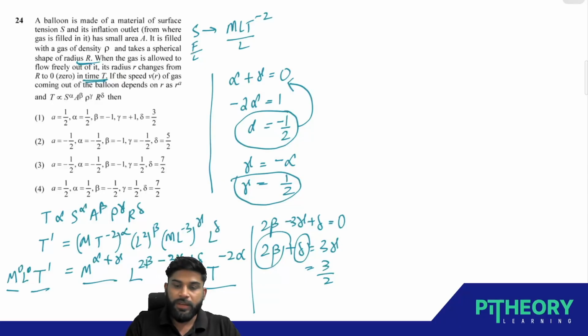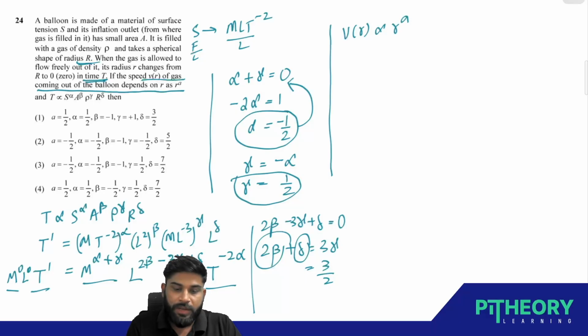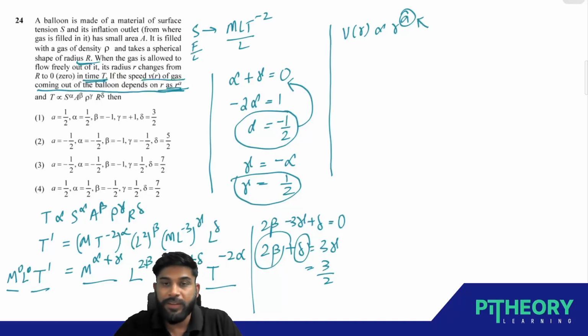So what do we do here? One more relation is actually given, no? What is that? The speed of gas coming out of the balloon depends on R, correct? This is proportional to R to the power A. So it's better we check in this way to find A. Whether we'll be able to find A or not, let's find out.